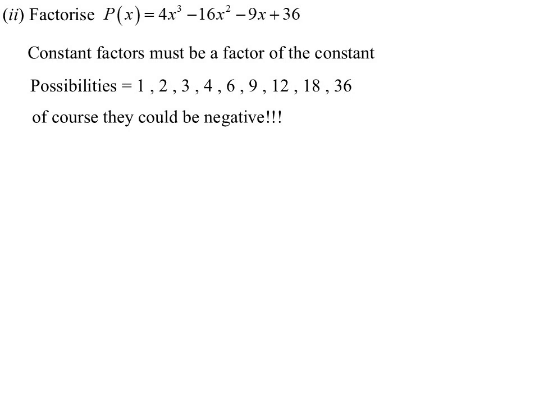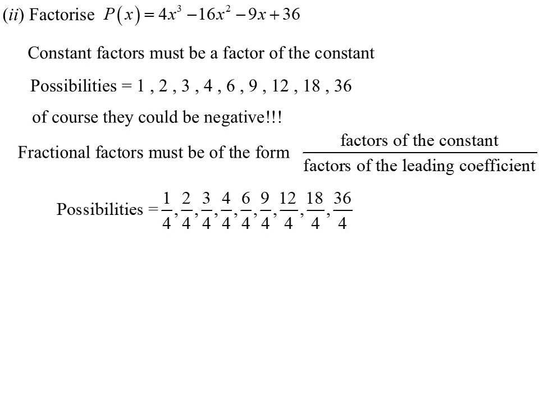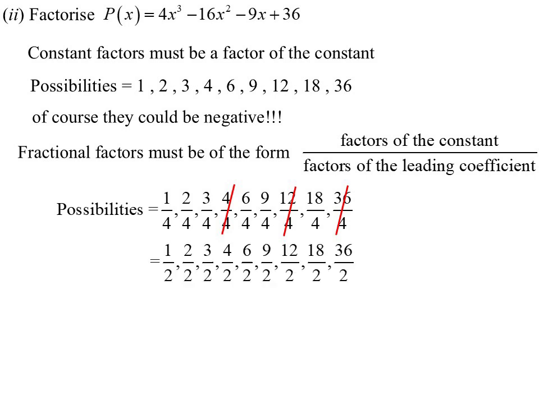But it's not monic, so you could have fractional factors, and all fractional factors will be in this form: factors of the constant divided by factors of the leading coefficient. So all of those possibilities could be divided by 4 as well. They are also possibilities. Some of those we already have, because of course 4 over 4 is 1, and 12 over 4 is 3, and 36 over 4 is 9, but we've created some new ones to try. 4 has another factor of 2. They are all possibilities. Some of those we already have, so let's cross out ones we've got twice there. And of course all of those fractions could be negative as well. So these are all the possible numbers we're going to check.